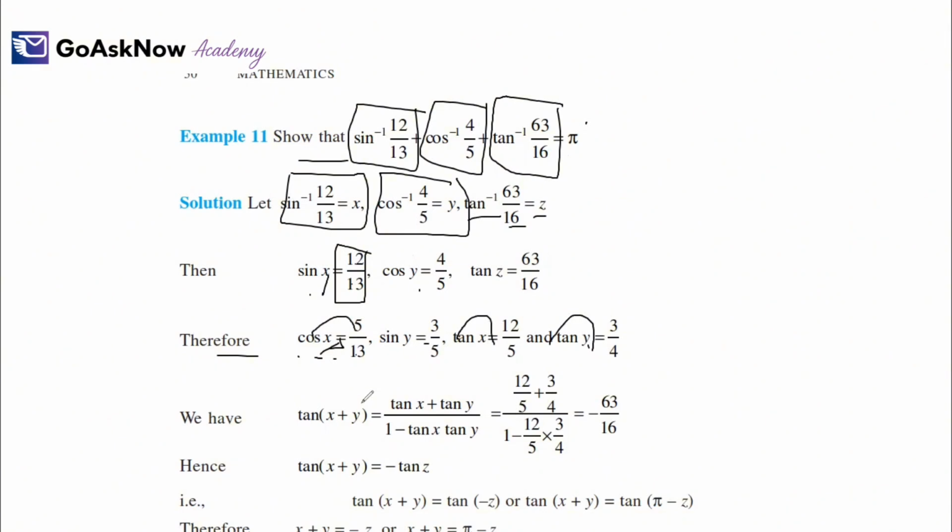Okay. Now we have the formula tan(x plus y) is equal to tan x plus tan y upon 1 minus tan x into tan y. Apply that formula, you will get tan(x plus y) is equal to minus 63 by 16. Okay, the value is coming out as minus 63 by 16 only. Now further solve it and see what the result is.